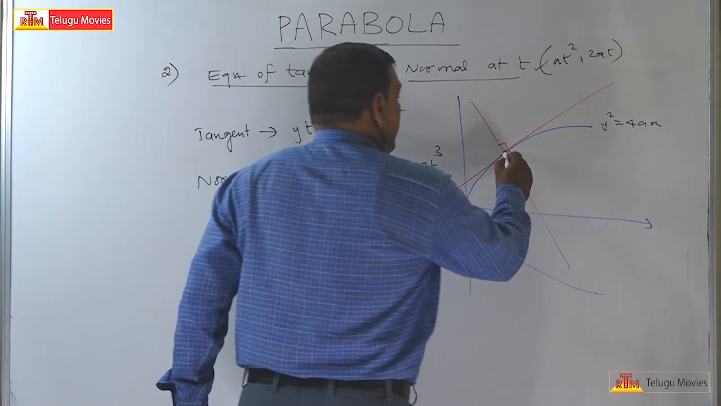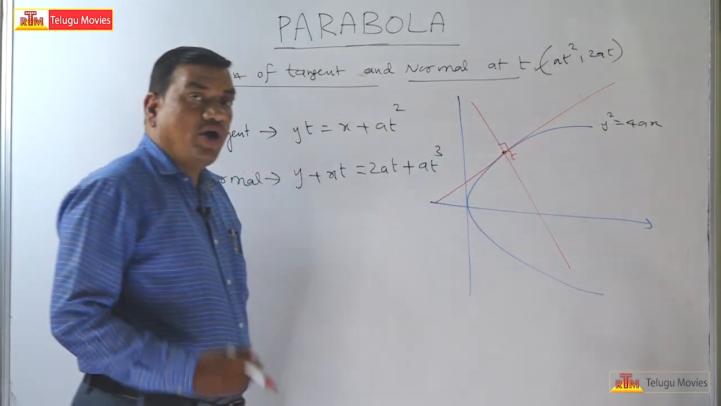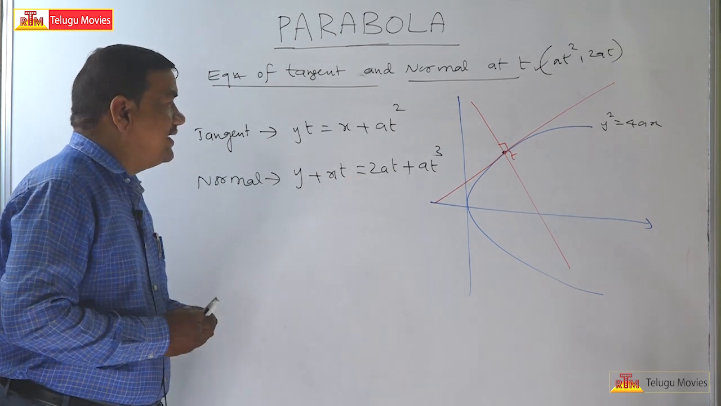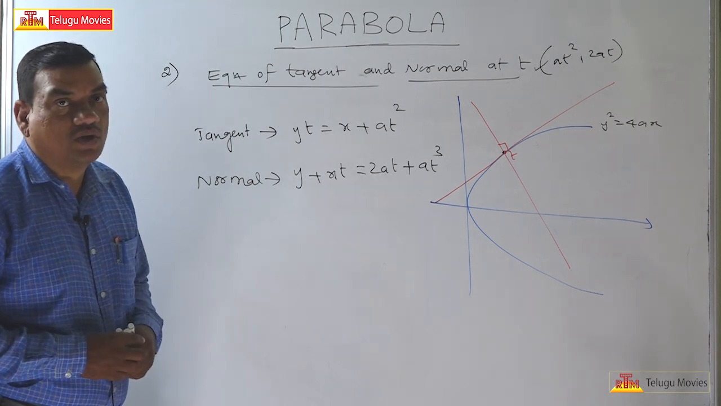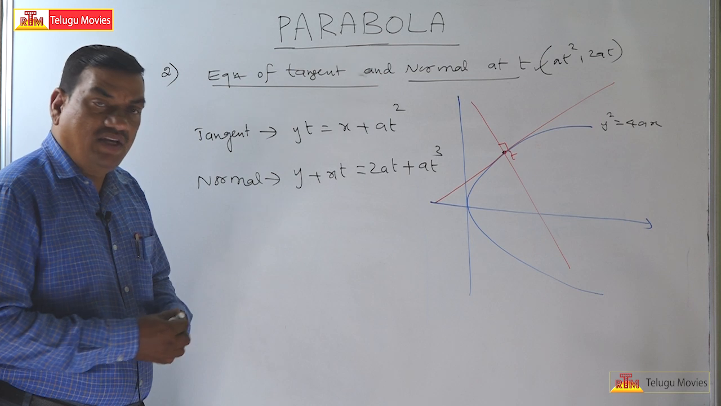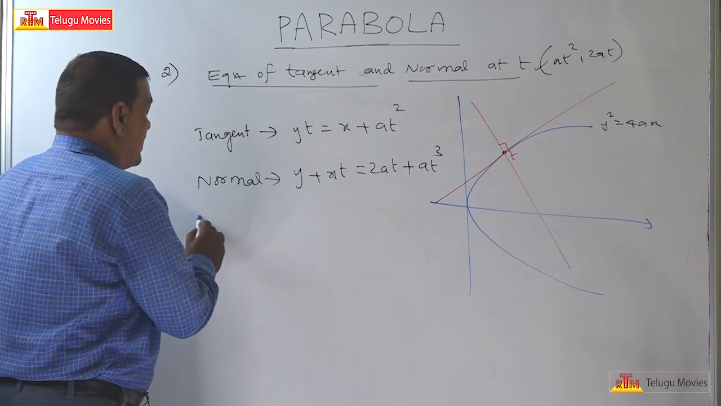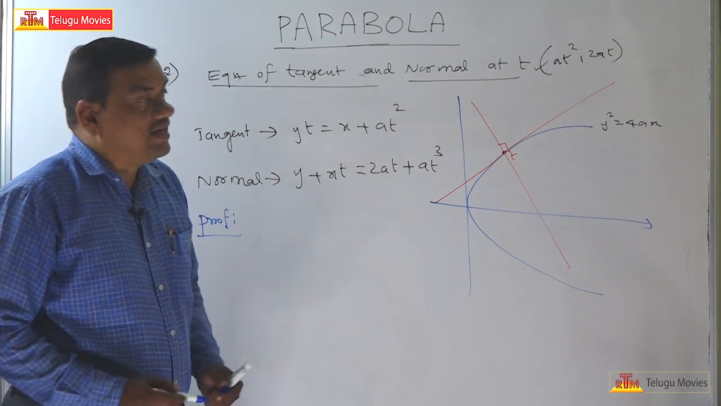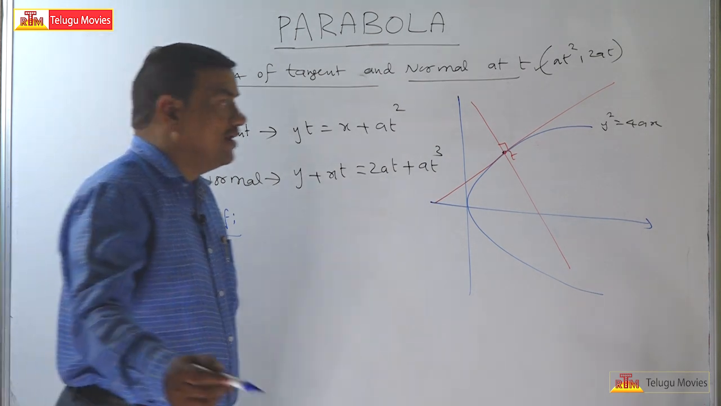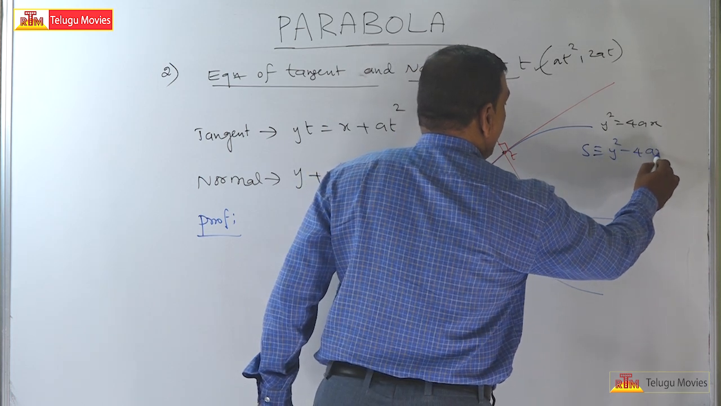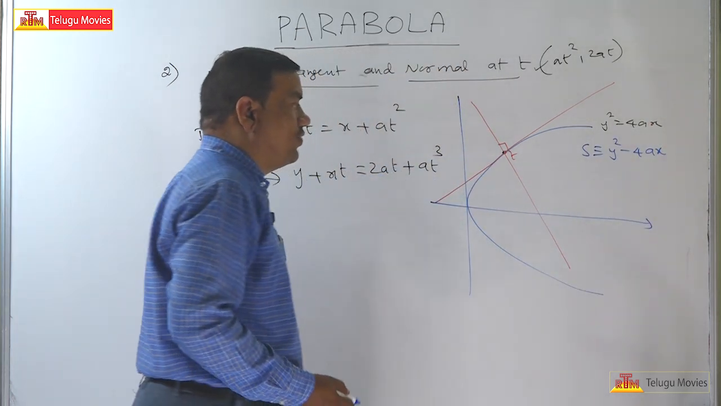Again, the equation of the normal at the point t is y plus xt is equal to 2at plus at cube. So I will give a small proof for how the equation of the tangent came: yt is equal to x plus at square. Let us take S is equal to y square minus 4ax is equal to 0, of course.